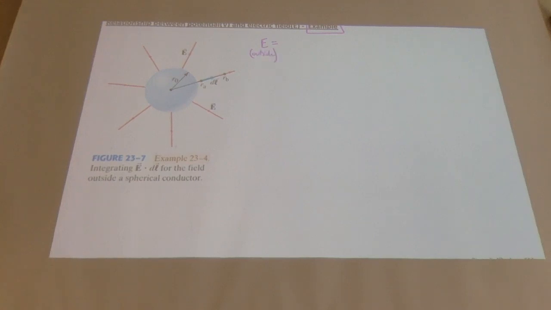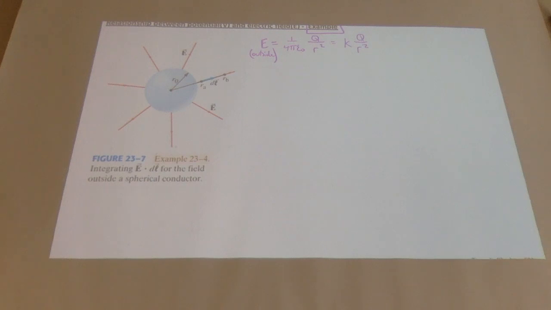What's the electric field inside? 0, right? In the conductor it will be 0. So the electric field outside is going to be 1 over 4 pi epsilon naught times Q, the total amount of charge that's on the surface, divided by r squared, which is our distance away from the center of the conductor. And you can also write that as kq over r squared if you like that notation better.